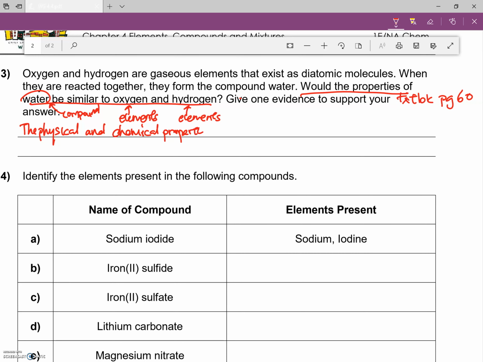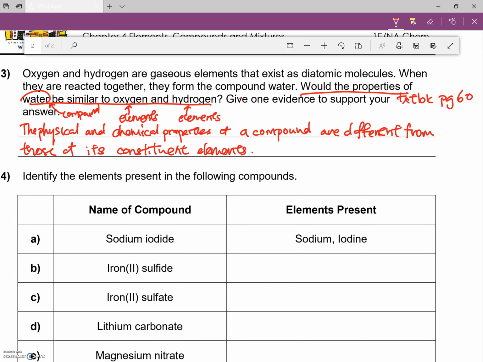okay, properties of a compound are different. Okay, they are different from those of its constituent elements. Okay, so what does it mean?